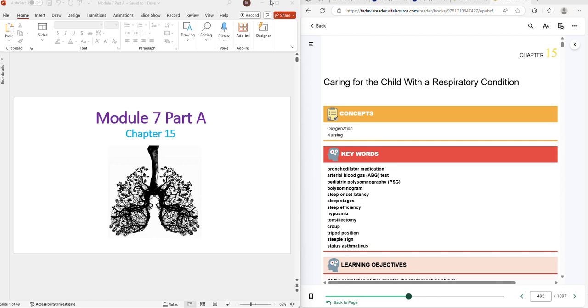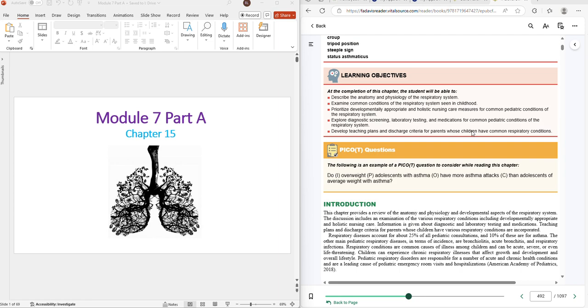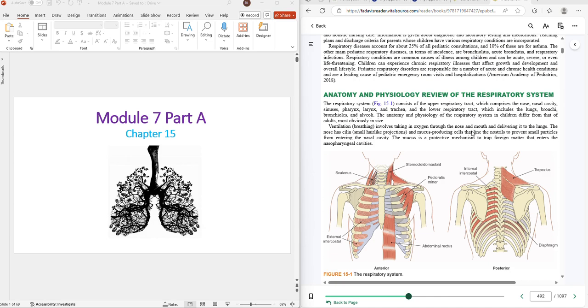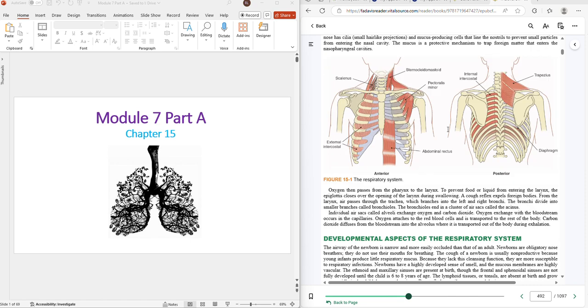We are going to be discussing Chapter 15, Care for the Child with a Respiratory Condition. This is in your book on page 492. So it starts talking about the different anatomy and physiology of the respiratory system. If you think back of the anatomy of the lungs, we have the different passageways of the oxygen.